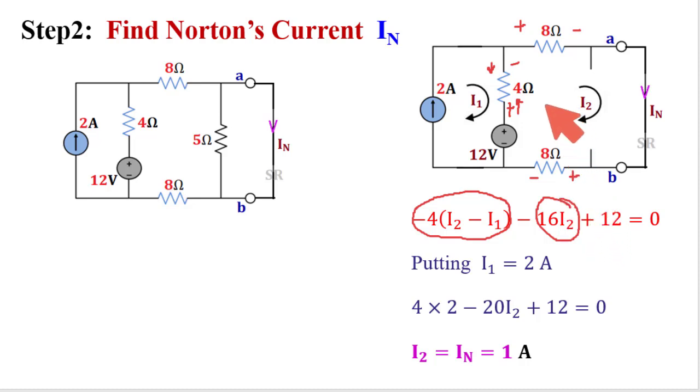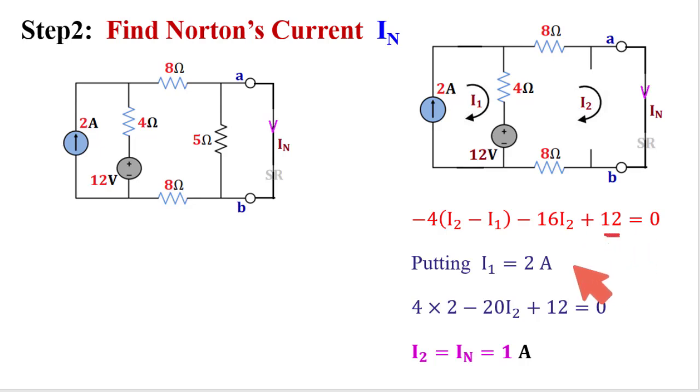Now see here, this is minus plus, this one is plus minus, and this one is plus minus. So if we consider this one is positive, these two are negative. So this 12 volt is positive and these two voltage drops are negative. So ultimately this is the equation from loop 2. Now here see, from this loop, I1 is 2 ampere. Putting this I1 is 2 ampere, ultimately we got I2 is 1 ampere. So this is IN, because I2 is equal to IN. So I got Norton current, which is 1 ampere.